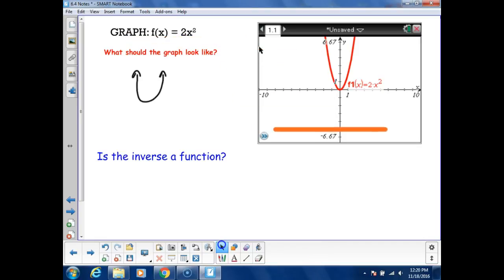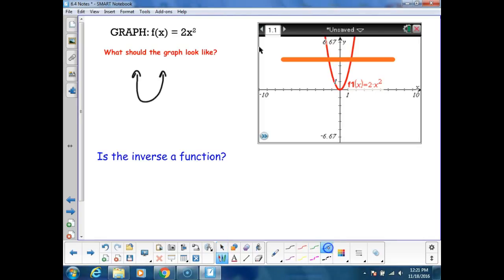Now I take it and run across. What about the inverse? Is the inverse of 2x squared a function? No, it is not a function. Okay? So the inverse is not a function. I could just put no, I wouldn't have to put not, I suppose. Okay? Because it touches here twice on the horizontal line test.